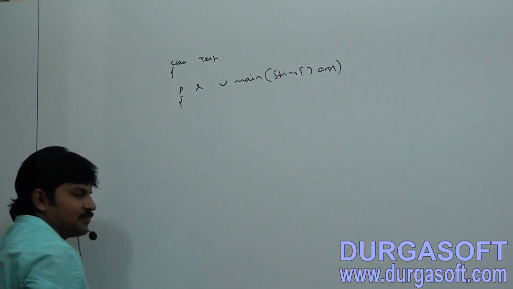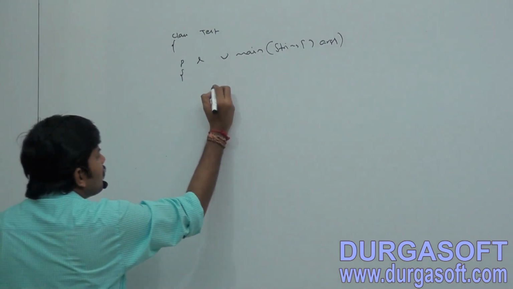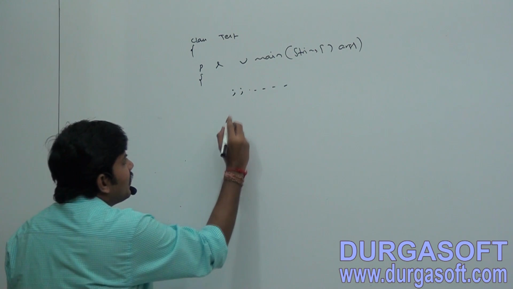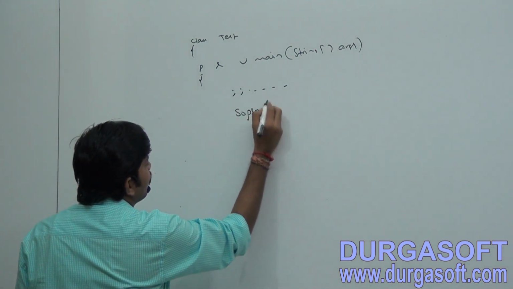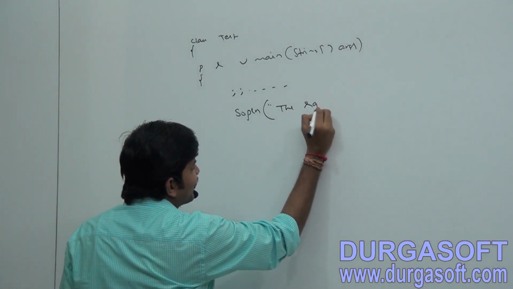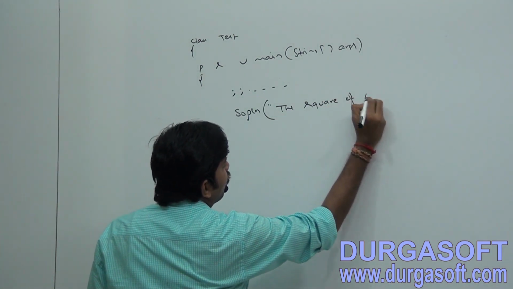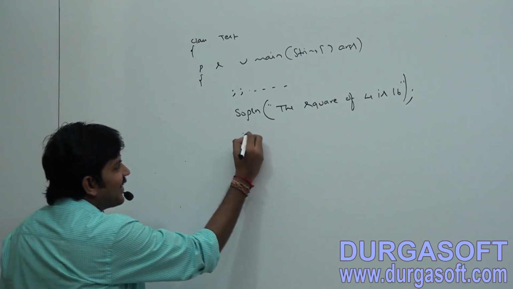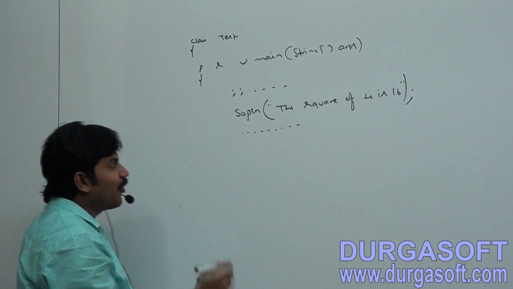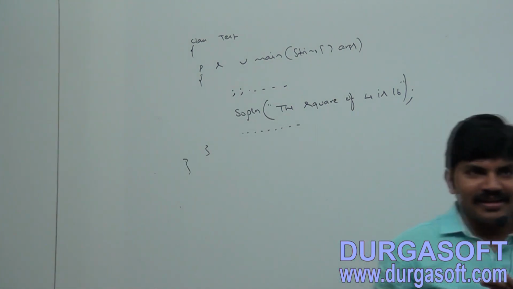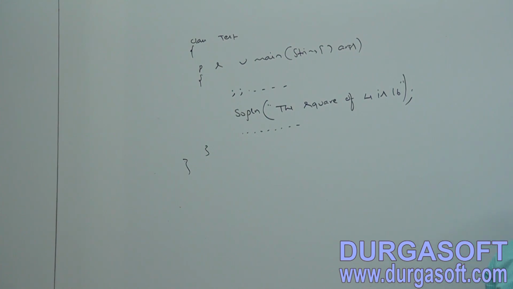String array args. He is going to write the big braces, and in the middle they will keep an SOP statement: the square of 4 is 16, like that. Then the closing brace. They are going to write it like this. Now after writing this program, they won't immediately call the invigilator.